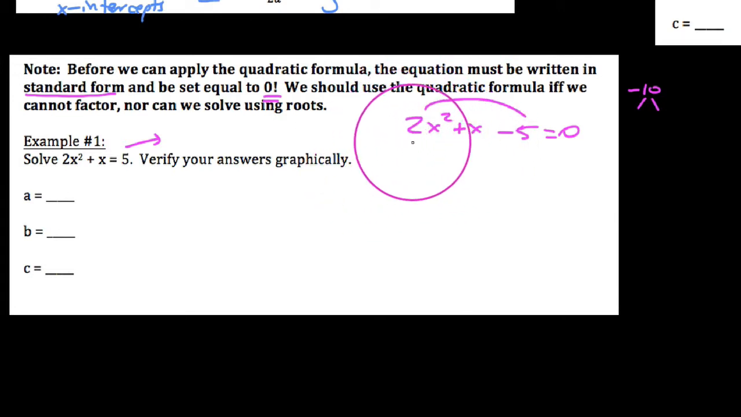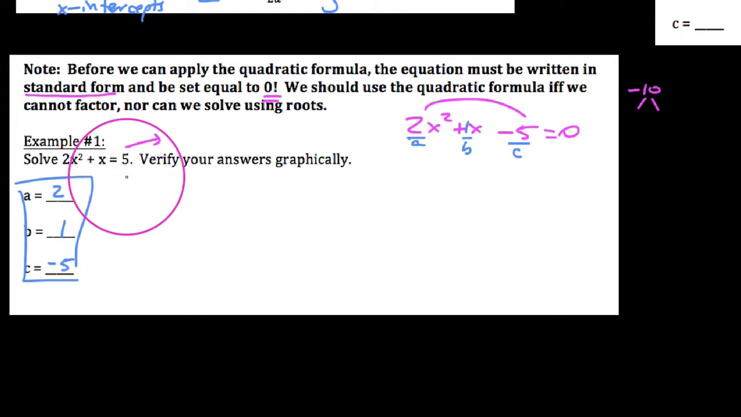So the way this works is this. We have to be able to identify a, b, and c. And in this case, we have an a value of 2, a b value of 1, and a c value of negative 5. So we're going to fill this in: 2, 1, negative 5. I would always recommend identifying these off on the side. And then the next thing we're going to do is write this all out with blanks.